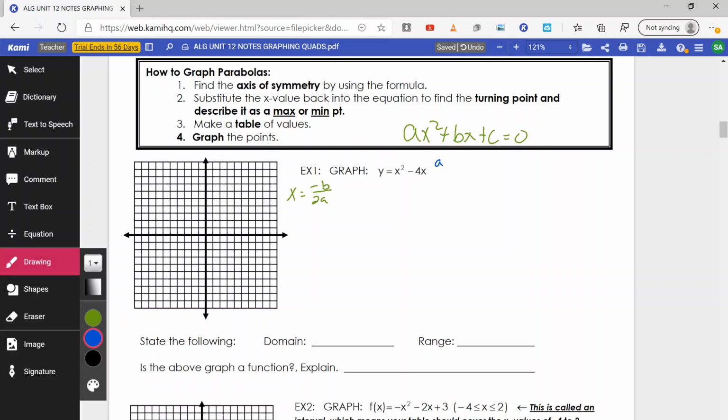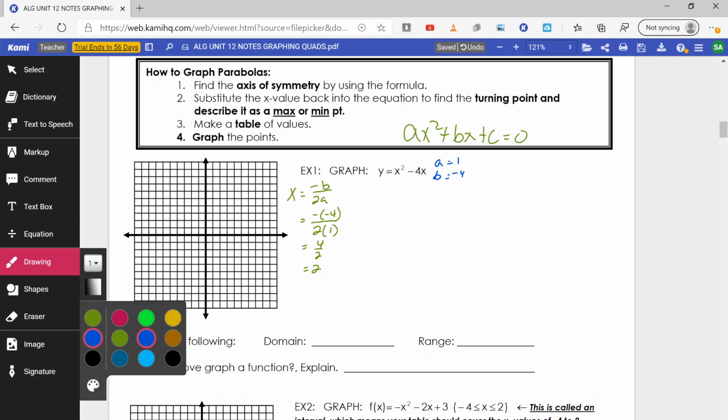According to our problem, a is 1, because there's no number on x squared, so we presume it's 1 automatically. B is always on x, so it's negative 4. We plug them in here: the negative value of negative 4 all over 2 times 1. We end up with 4 over 2, which gives me an x value of 2.